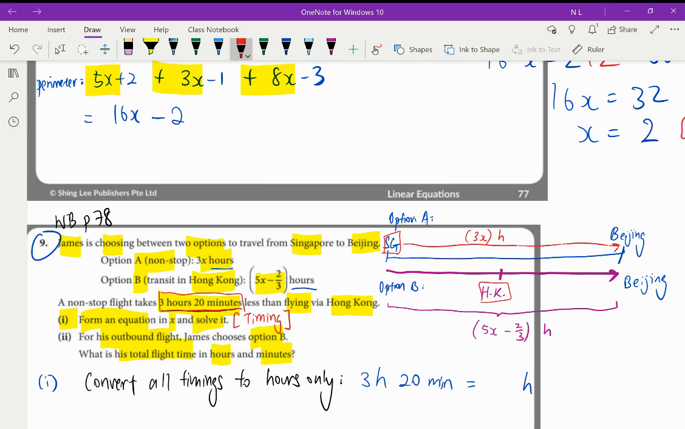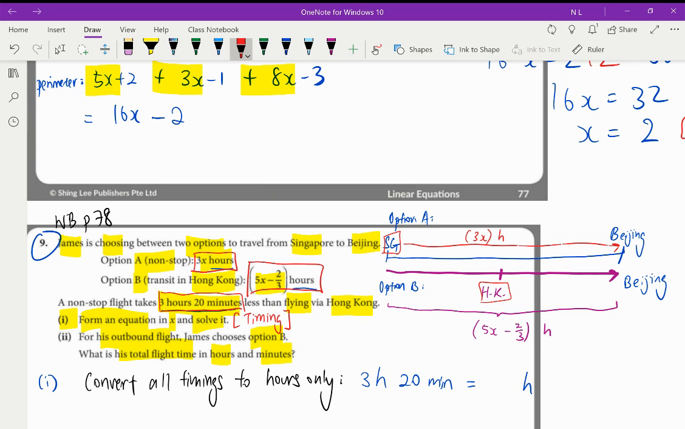the next flight. And they say that a non-stop flight takes about 3 hours 20 minutes less than flying via Hong Kong. And part 1 asks you to form an equation in x and solve it. Some of you might be wondering, how do we know when to form what kind of equations and which information do we use? For this particular question, the numbers given to you are in time. So that means your equation that you need to form will be in terms of timing.